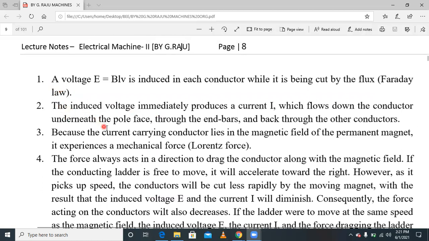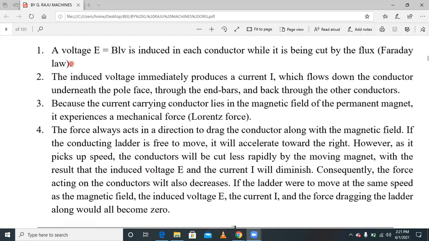The following sequence takes place. First, a voltage E equal to BLV is induced in each conductor while it is being cut by flux, according to Faraday. E is equal to BLV. So the EMF induced in this conductor is E equal to BLV sin theta.